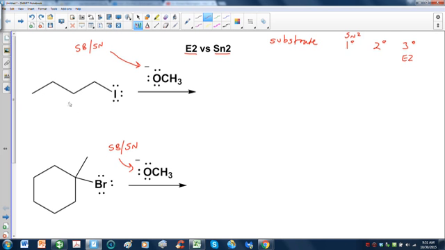Therefore, if the substrate favors Sn2, and the strong base and strong nucleophile favor E2 or Sn2, then we go with the one that favors the most. So this favors Sn2, this can favor Sn2, therefore we see Sn2. And so the product that we get here is simply the removal of the iodine and replacement with the OCH3. Alright? Simply, that's all the Sn2 reaction is.